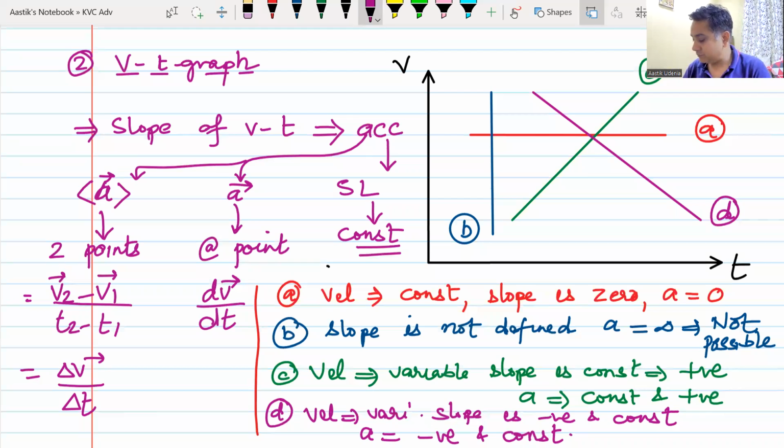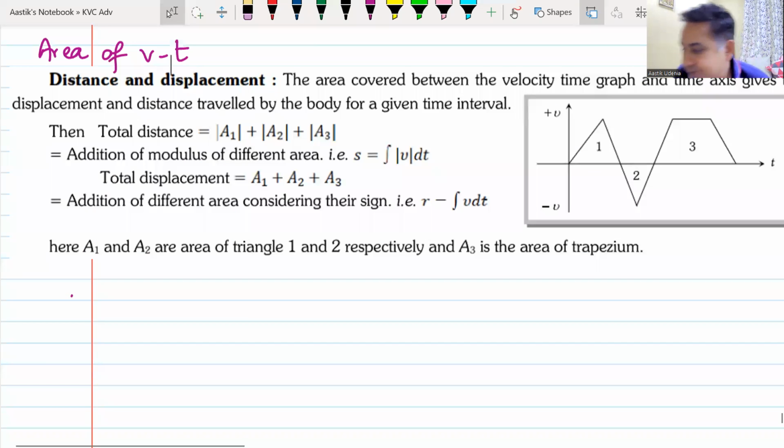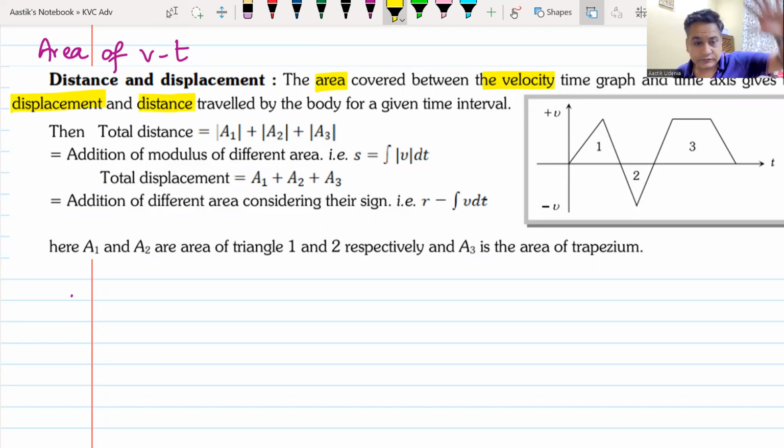Point number 2, the area of VT graph. What does the area of VT graph give me? From the area of VT graph, you can find out displacement as well as distance. Do we know this? Yes or no?